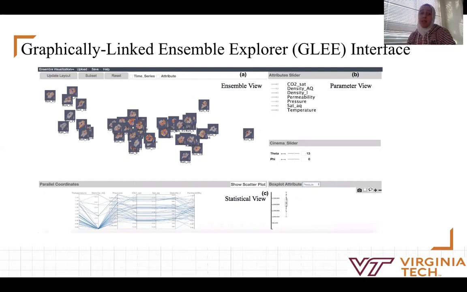GLEE is a graphically linked ensemble explorer. It's an exploratory multi-view visualization tool. GLEE is composed mainly of three views: an ensemble view for displaying simulation outputs, a parameter view for displaying simulation inputs and output parameters, and a statistical display for showing the distribution and the patterns inside the data statistically.